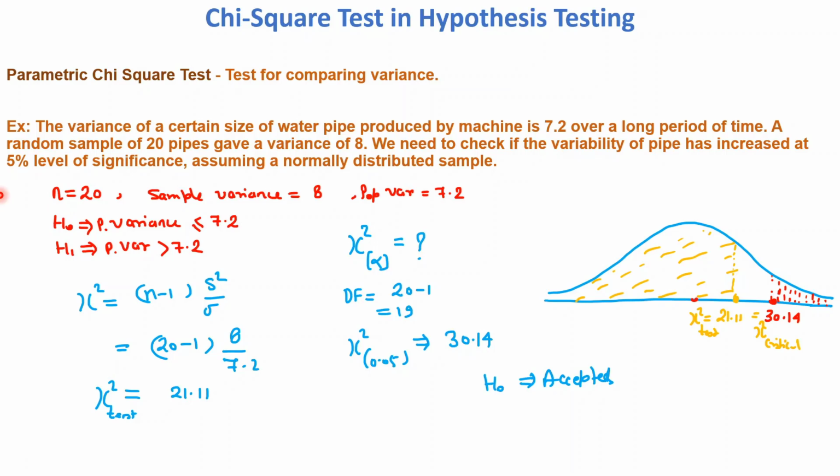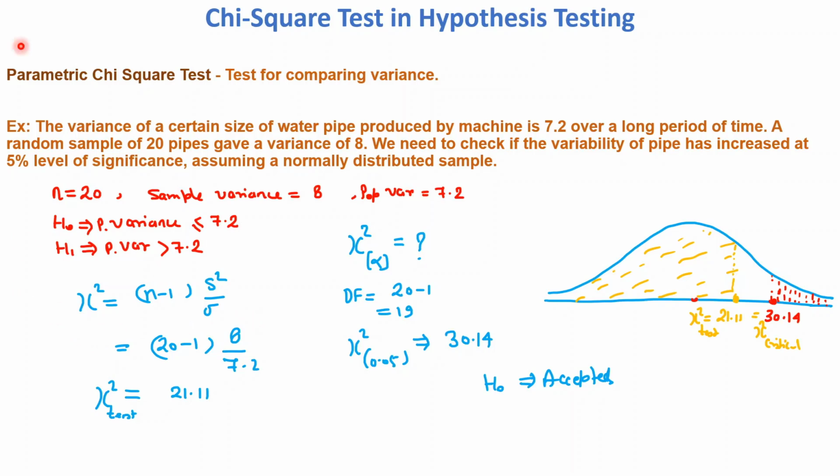So we need to check, using a 5% significance level, whether the variability of the pipe has increased or decreased. What would be the null hypothesis? The null hypothesis would be that the population variance is equal to or less than 7.2. It means our variance should not be greater than 7.2. And the alternate hypothesis would be that the population variance is greater than 7.2.